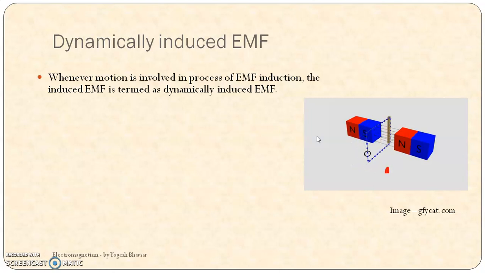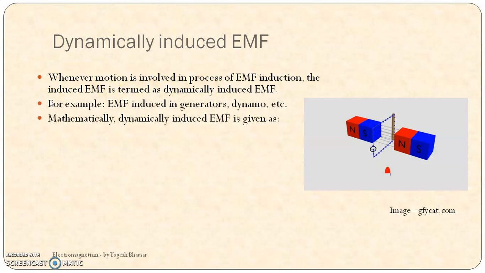So that is how a simple principle we can see by this GIF image. The permanent magnet NS poles are there, and inside this permanent magnetic field we are moving this conductor. So we are getting the positive half cycle and the negative half cycle, right? Whenever motion is involved in this process, the induced EMF is termed as dynamically induced EMF. Examples, as I said, are the generator and the dynamos.